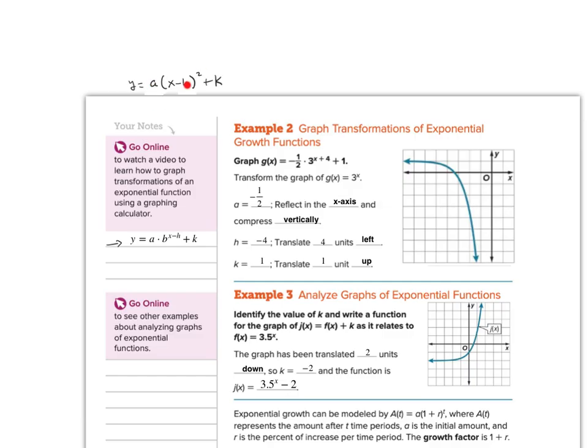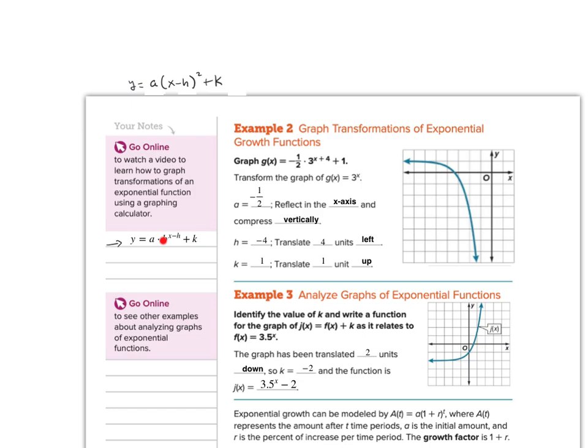We knew that the h moved left and right on the x-axis. We knew that the k moved up and down on the y-axis, and then if the a was negative, it would reverse the function. So here is the same effect.